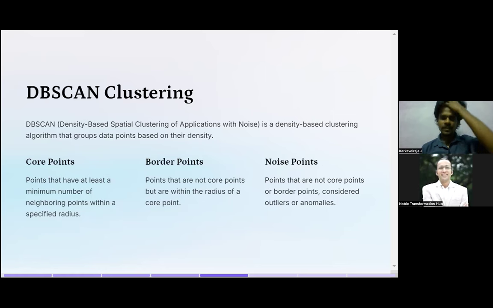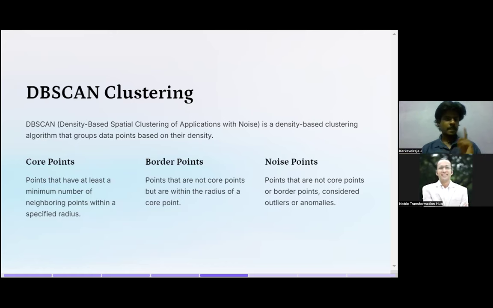Today we're going to see DBSCAN clustering. It is one of the clustering techniques. Let's see how it works. DBSCAN, density-based spatial clustering of applications with noise, is a density-based clustering algorithm that groups data based on their density. Density, in a simple manner, is like a majority. It has different kinds of points, so from these three things we can understand this concept.